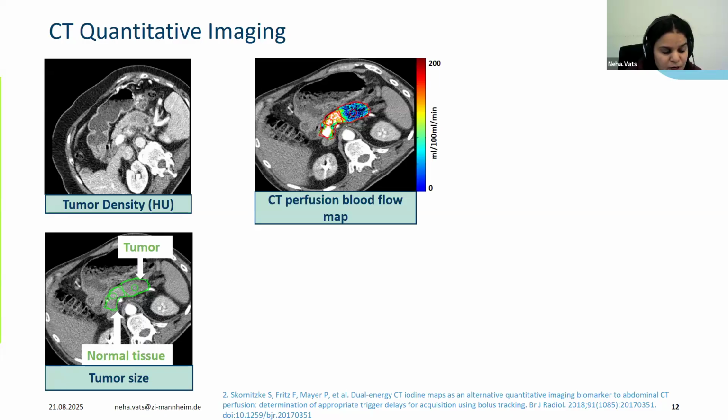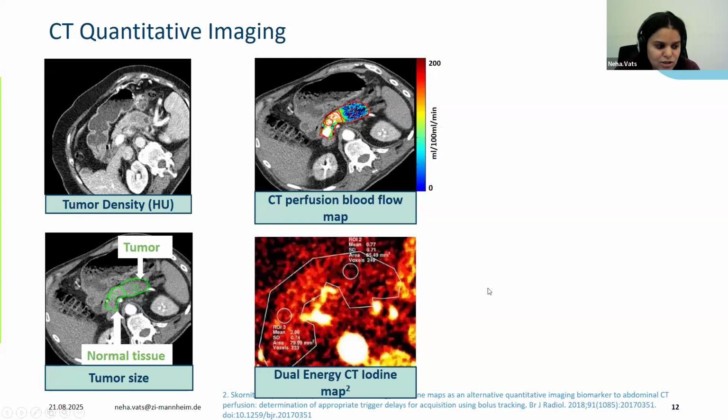You can also compute blood flow maps, as seen in that ROI. You can see a blood flow region on a CT perfusion image. You can also calculate iodine maps, as I mentioned, with the help of dual energy CT.